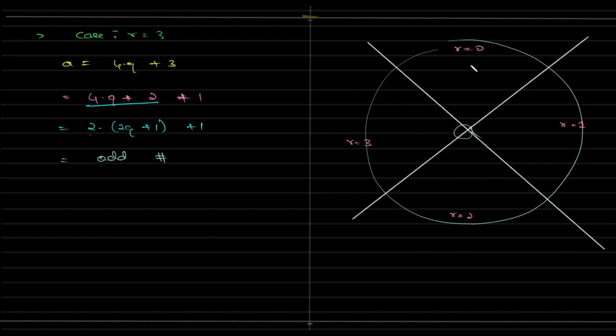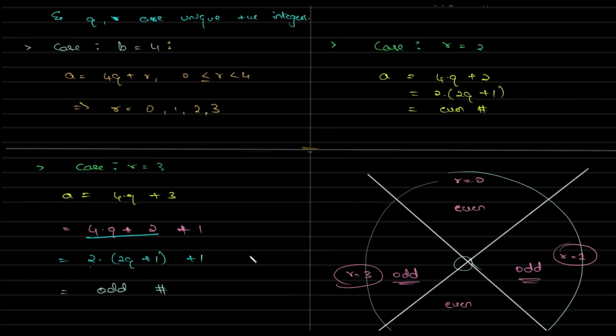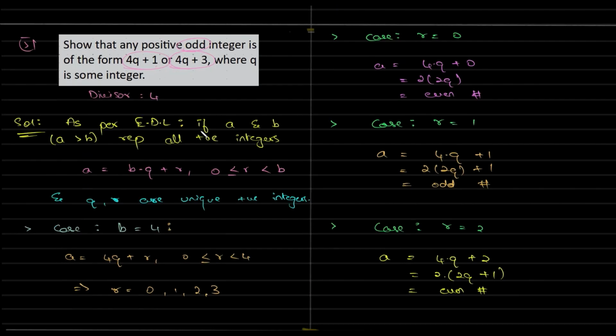So when the remainder is 0, it is even, and when it is 1, it is odd. When it is 2, it is even, and here it is odd, right? So we just showed that odd numbers either will be of the form 4q plus 1, if not 4q plus 3. This is what we showed, right? And we showed it with programming as well, and we showed it in general as well.